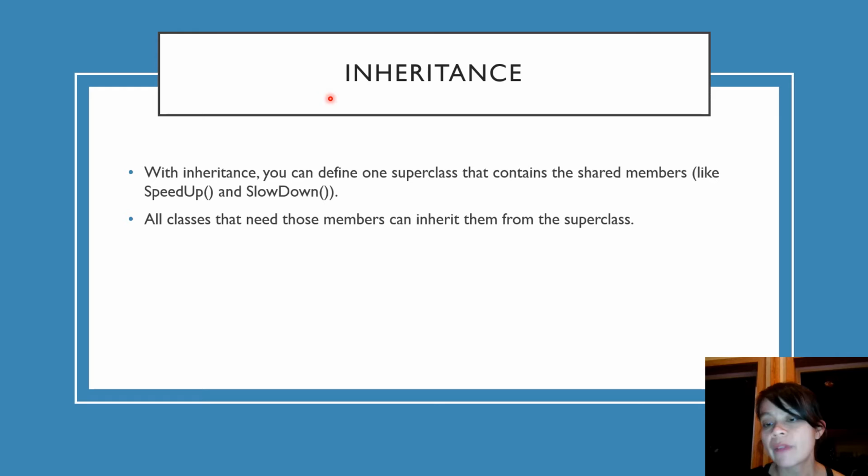That's why we have inheritance. With inheritance, you can define one superclass that contains shared members like speed up and slow down. All classes that need those members can then inherit them from the superclass. So you have one superclass, then you have the other classes that inherit members from it.